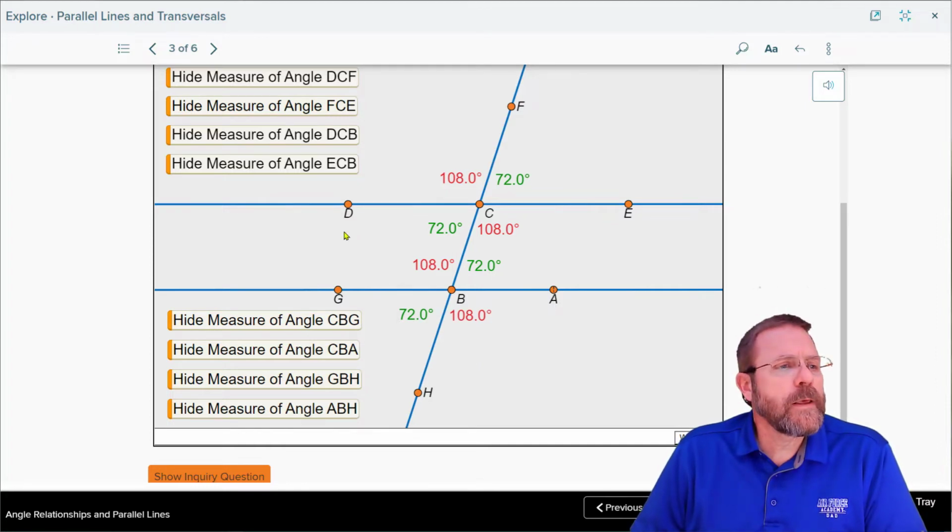Now, while we're looking at that, what does 108 plus 72 equal? It equals 180 degrees, because when these two angles are stuck together, they form a straight line, and that's known as being supplementary angles, which we're also going to be talking about in this lesson, I suspect.